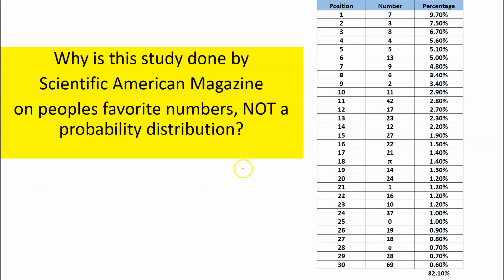For example, this one right here is a study done by Scientific American, kind of an interesting, I guess, from a data point of view, on people's favorite numbers. Not necessarily favorite number from 1 to 10, just like, what's your favorite number? And the one that reigns is the number 7. 9.7% of the people said that was their favorite number.